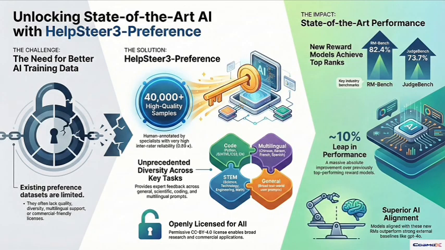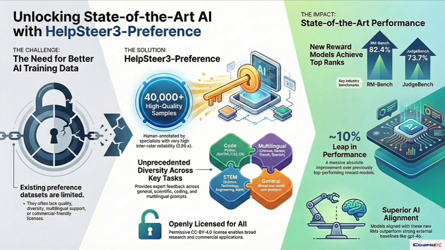Today, we're digging into something pretty exciting in the world of AI alignment. Yeah, we're looking at a huge new human preference data set. It's called HelpSteer3-Preference, or HS3P for short. And our mission is to figure out how this data set is basically providing the high-quality fuel for the next generation of LLMs through RLHF. That's reinforcement learning from human feedback, of course.